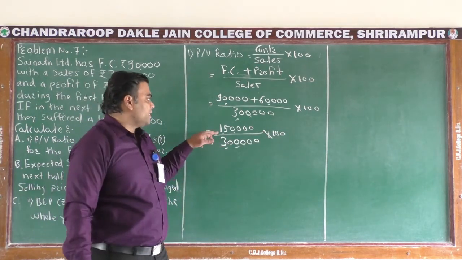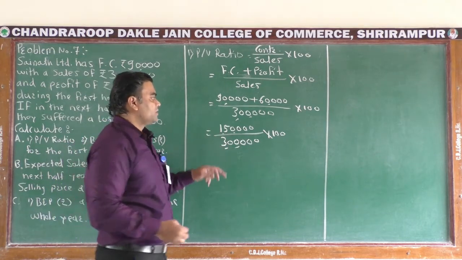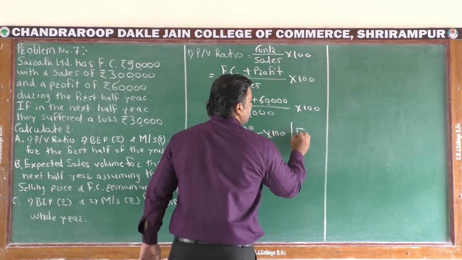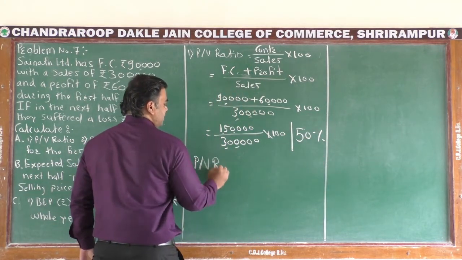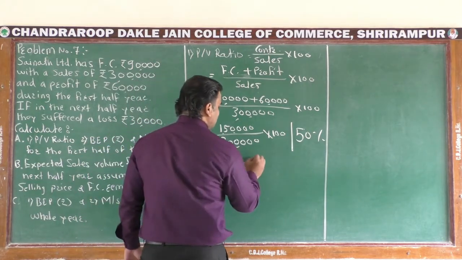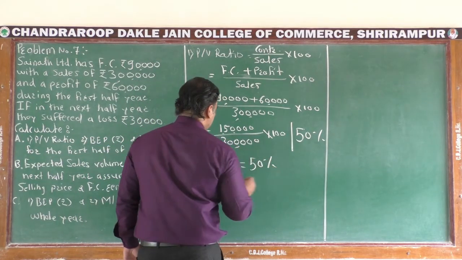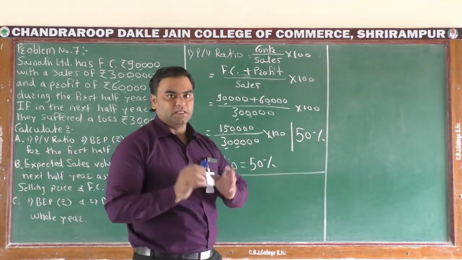So as we can see, 1,50,000 is 50% of 3 lakh. So PV ratio will be 50%. So PV ratio, that is contribution to sales ratio or contribution ratio, is 50%. It means contribution is 50% of sales.